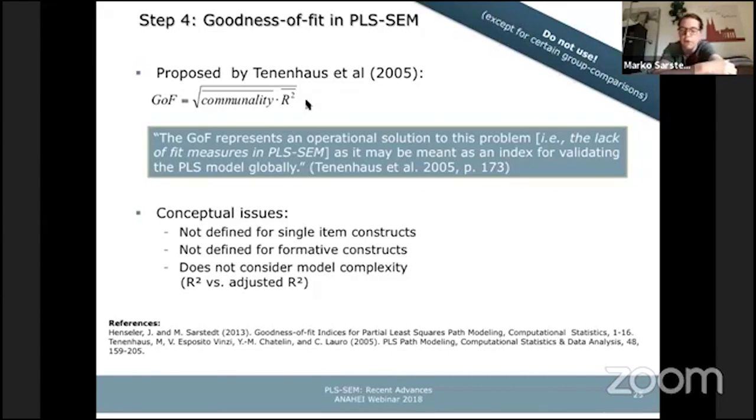It's not defined for formatively measured constructs and doesn't really consider model complexity, because you can simply boost the R square by just adding more arrows pointing at a certain construct. If you make the model more complex, you increase the R square by definition, unless the exogenous constructs are all perfectly uncorrelated with each other and with the dependent variable, which is actually never happening.